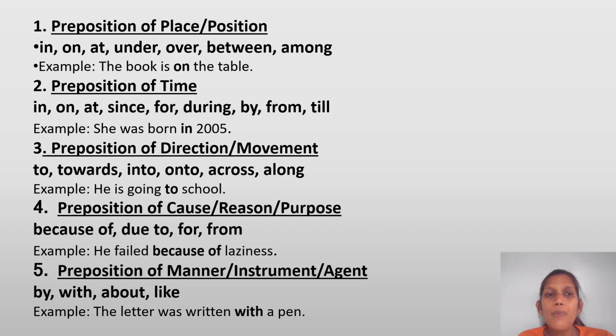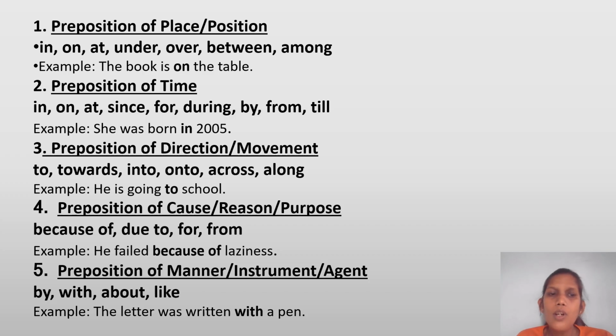Preposition of direction or movement: to, towards, into, onto, across, along. He is going to school. Again, preposition of direction, to. Where is he going? He is going to school, so to. It comes before a noun or pronoun. School is a noun. Again, to.